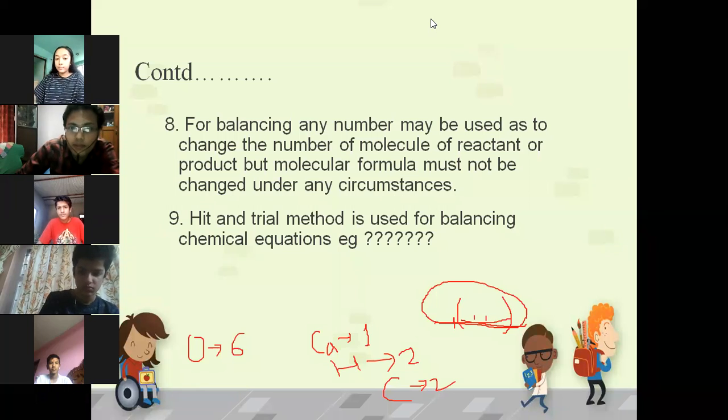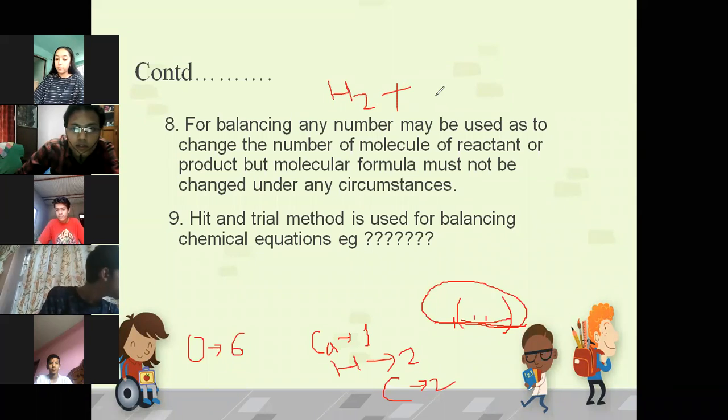So let's take an easy example: hydrogen plus nitrogen forms ammonia, NH3. Now, if you have to balance this equation, the first thing you have to do is count the number of different atoms.